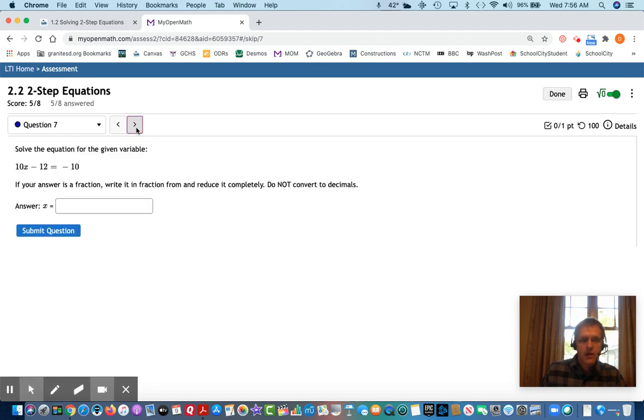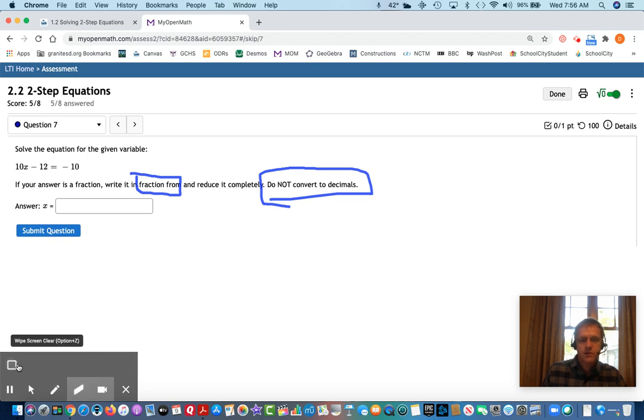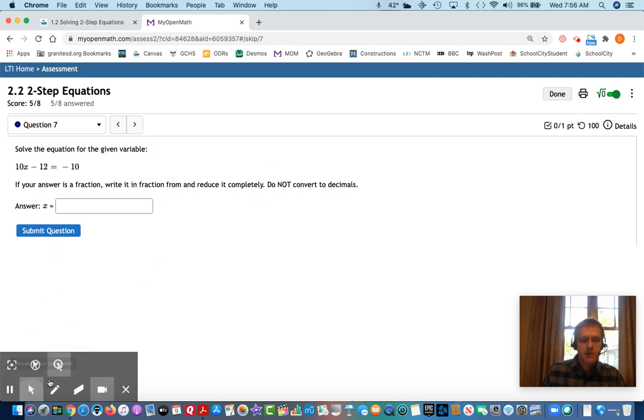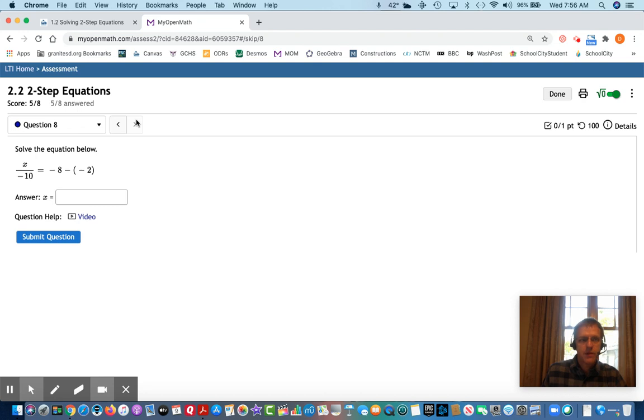It's meant to be a little bit of a challenge, and see if you can do it. This one is going to be a fraction. So when this one says write it in fraction form and reduce it, just do your best. Your answer is probably going to be a fraction like 2/3 or something. Do not make it into a decimal. If you put it as a decimal, it'll mark it wrong. So just keep that in mind. Contact me if you can't figure it out, and I will help you.